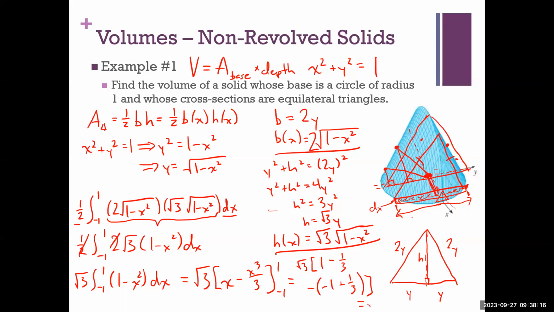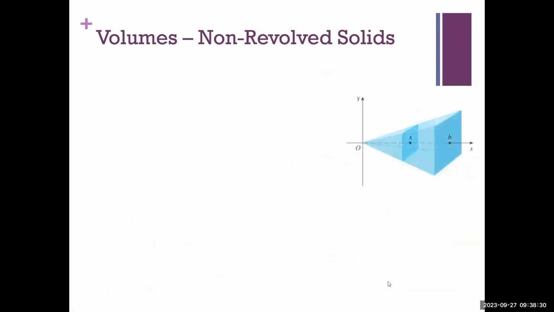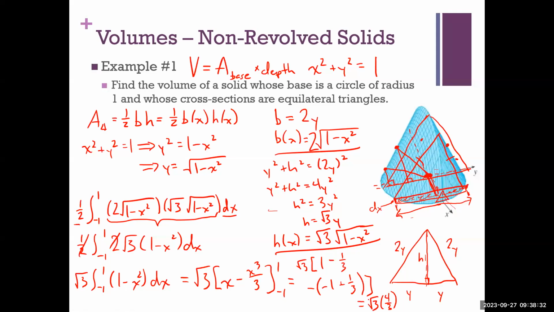So that comes out to be radical 3 times 2/3 plus 2/3, so 4/3. Or radical 3 over 3. Oh, no. So kind of a long way to go with that.